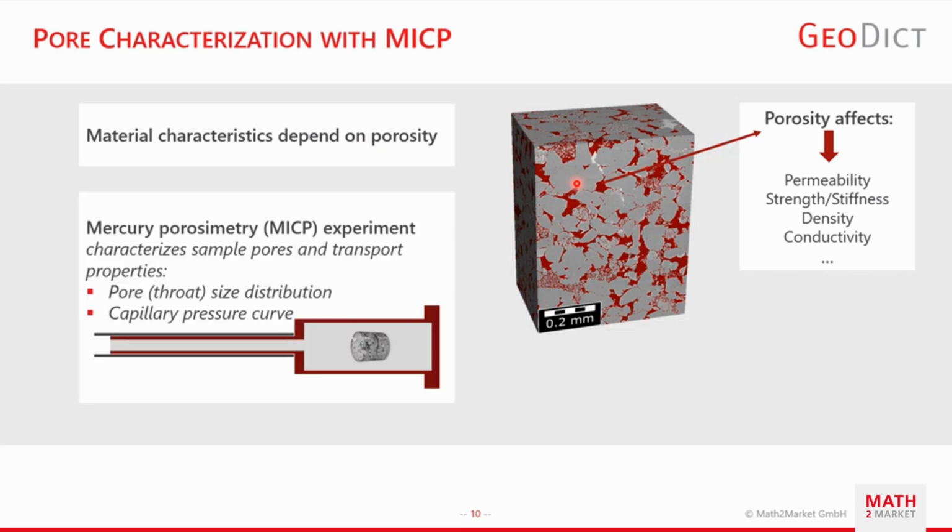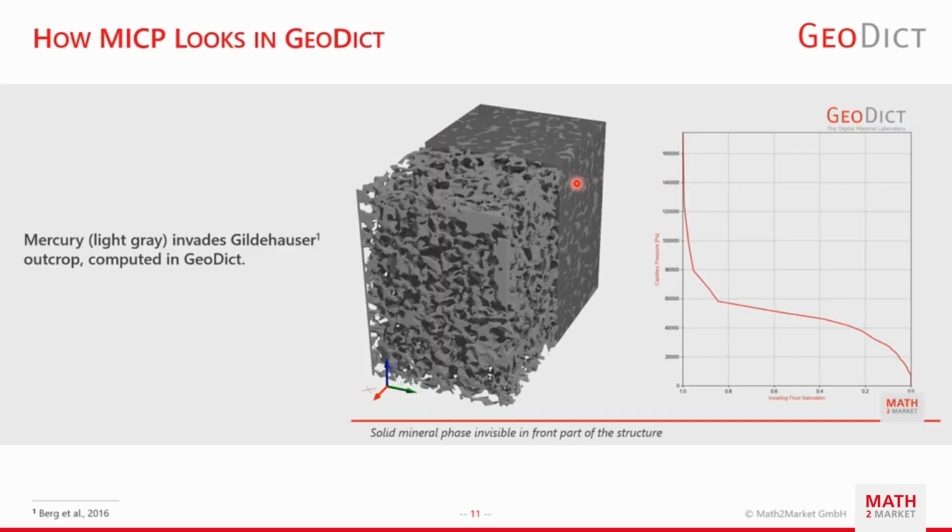For that, the MICP experiment is done to characterize pores and pore throats, volumes, and also to get the capillary pressure curve, important for two-phase flow prediction. And now we also do it digitally in GeoDict.